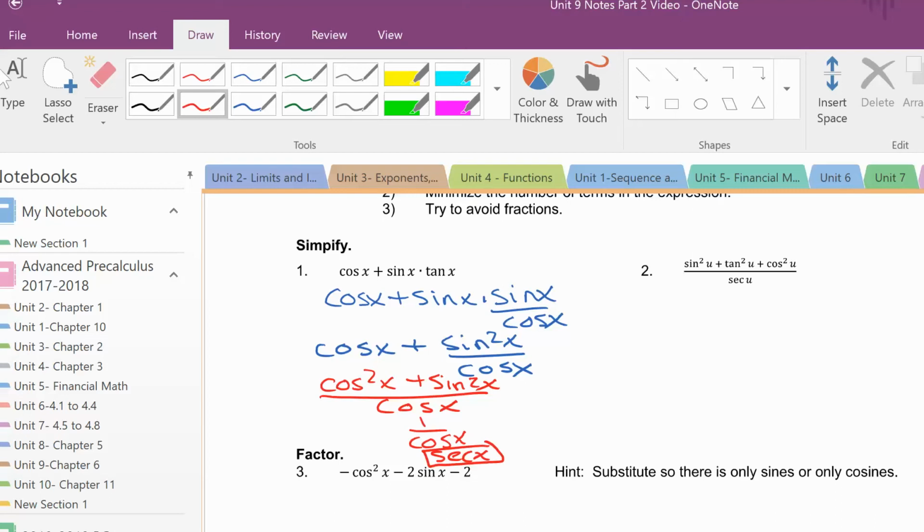So the second one, notice you have a sine squared plus a cosine squared, so that is 1. And then 1 plus tangent squared, that is secant squared. And secant squared over secant reduces to secant.